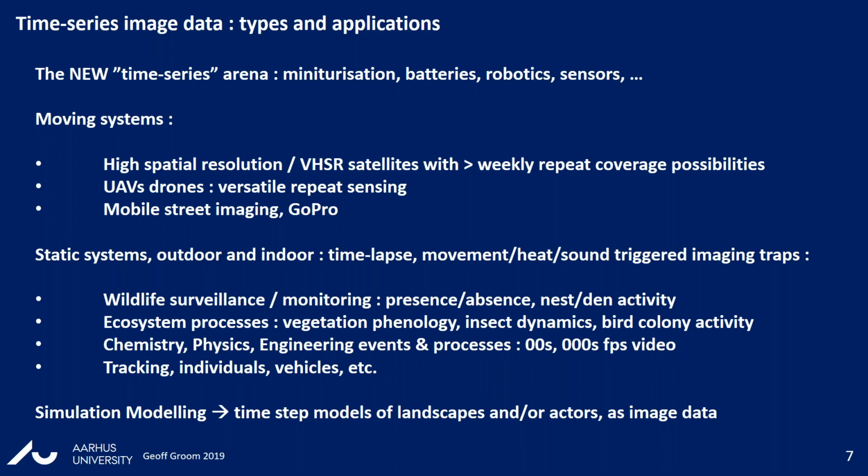We still have satellites with very high spatial resolution that can be programmed to do weekly repeat coverages. And we have UAVs, drones, that give a very versatile way of repeat sensing of areas. And then we have the whole mobile street imaging and GoPro type of technologies to gather data on the move. We also have more static modern systems, both for indoor and outdoor, that use technologies such as time-lapse and then movement, heat or sound triggered imaging traps.